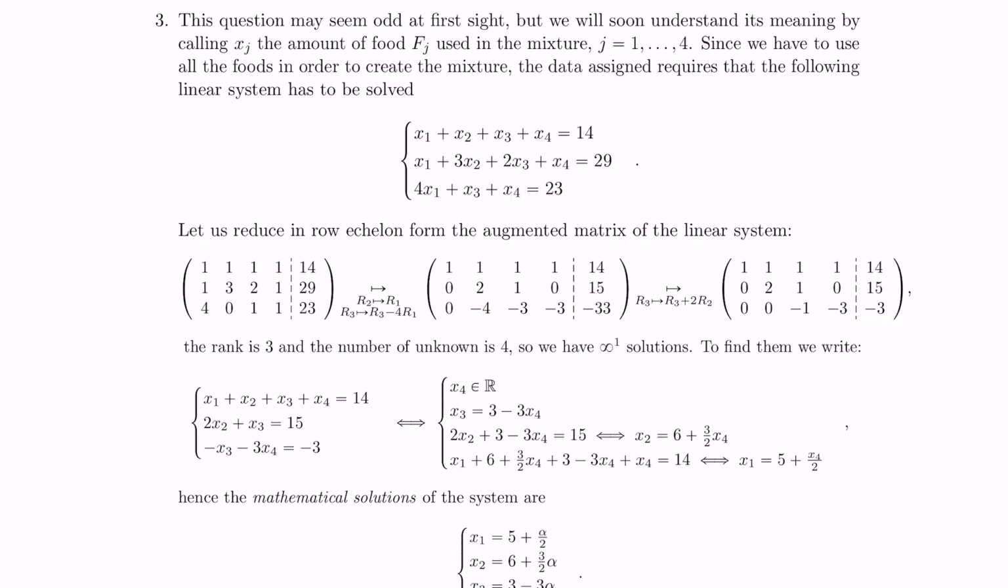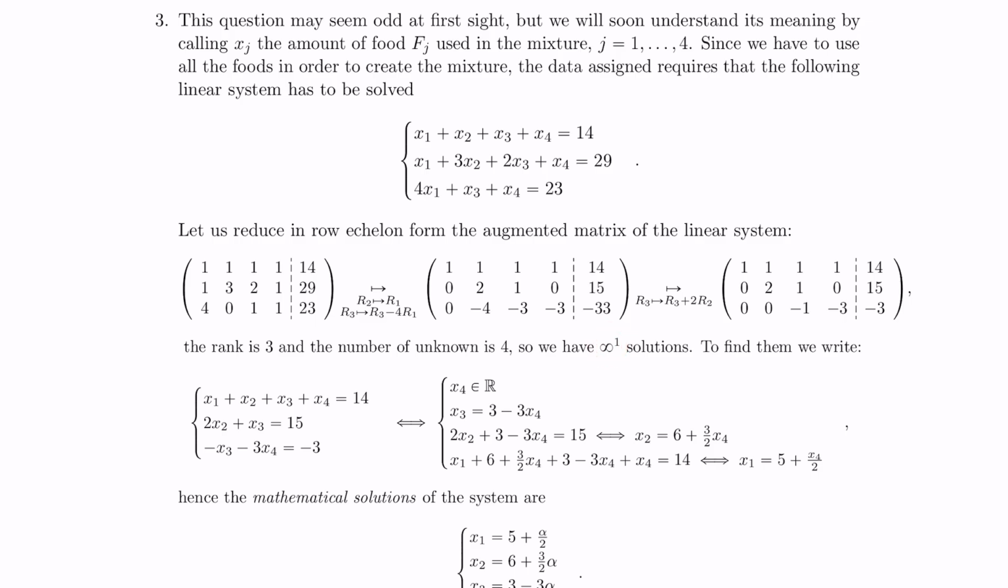As you see, there are 3 non-null rows, and so the rank of A and the rank of the augmented matrix is 3. Hence, the system is solvable, but the rank is 3 and there are 4 unknowns. So we have an infinite amount of solutions with one free parameter.